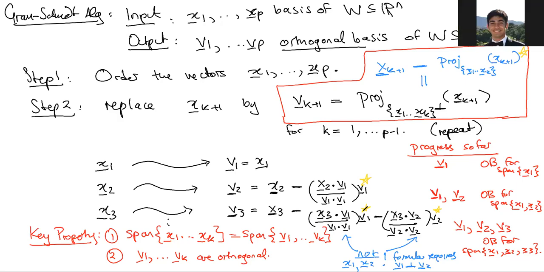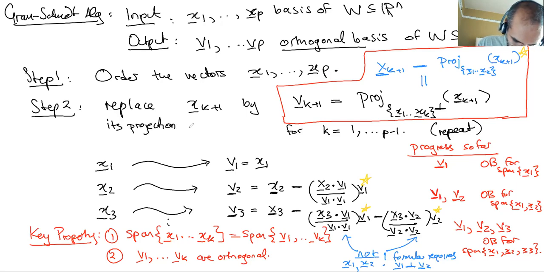Yeah, I guess I was wondering then why inside the red box, why isn't it like vk plus 1 equals xk plus 1 minus what you've written in the blue instead? Why was it just what you've written in the black at first? Those two are equal. They're both of them. The reason I wrote it the first way is I wanted to emphasize that you're keeping the part orthogonal to what you had before. So in words, it's saying replace xk plus 1 by its projection orthogonal to previous vectors.